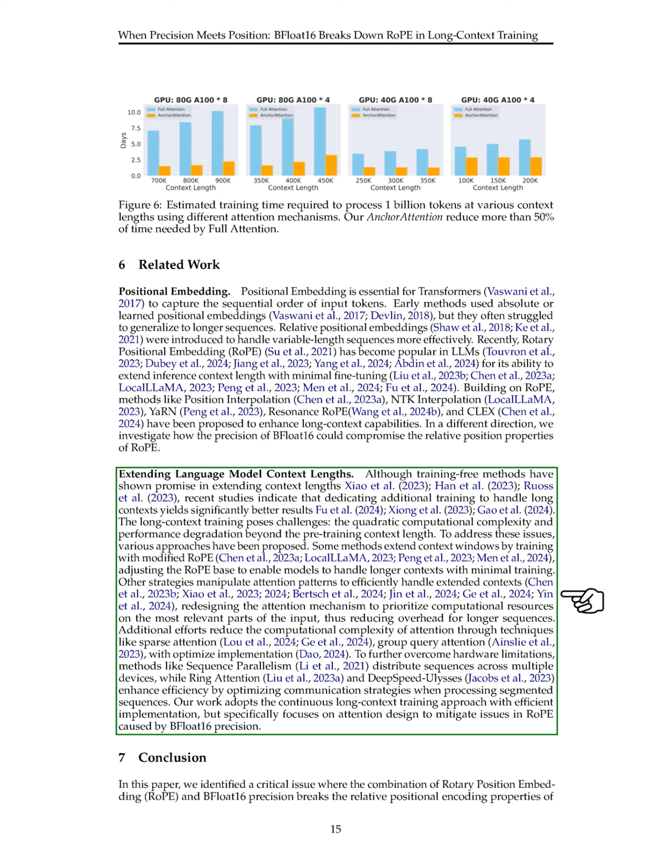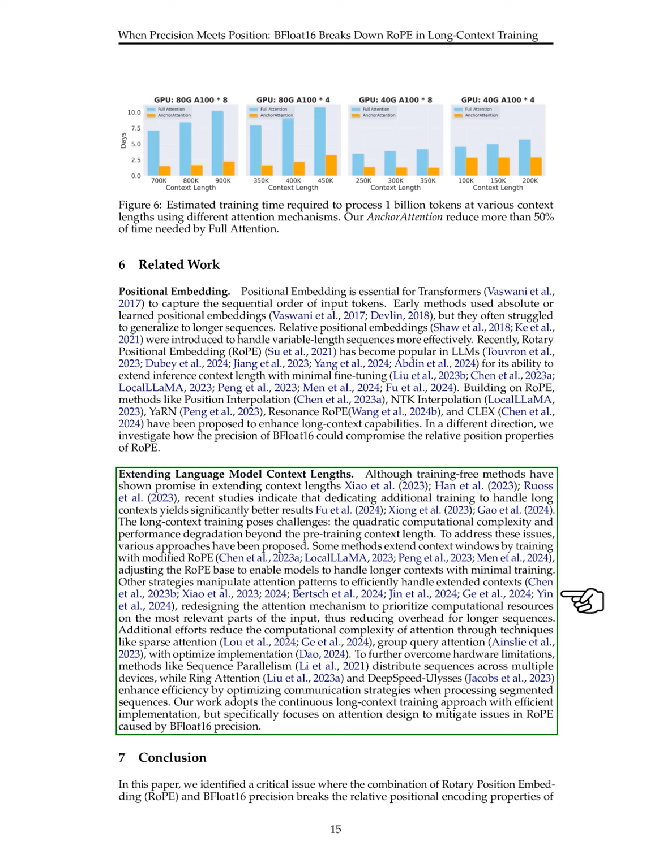While training-free methods have shown potential for extending context lengths, we note that additional training specifically for long contexts yields better results. Long context training presents challenges, such as quadratic computational complexity and performance drops beyond pre-training lengths. Various strategies have been proposed to tackle these issues, including modifying RoPE and adjusting attention patterns to focus on the most relevant parts of the input.